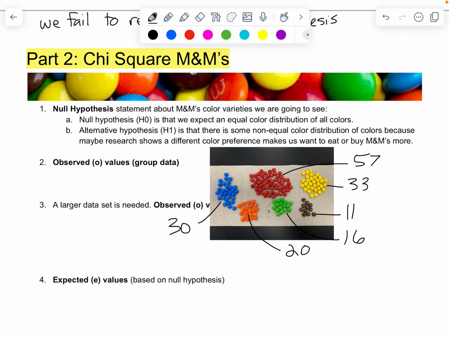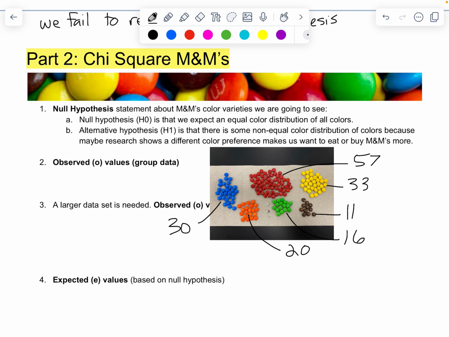Hello, this is Mr. Buss, and I'm going to continue instructing chi-square analysis. It's a statistical analysis that we use in AP Biology. Of course, you could use it in other sciences and other studies. And so in this one, we're going to look at M&M color variety.